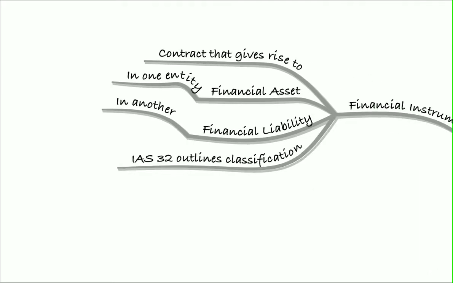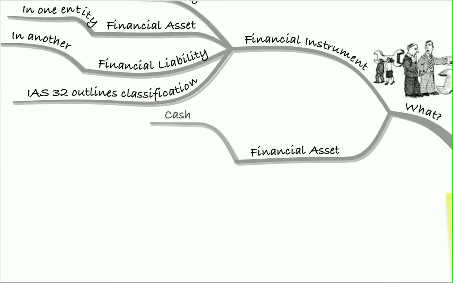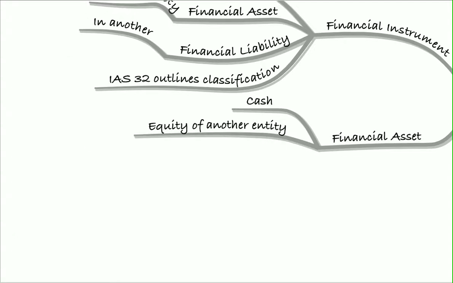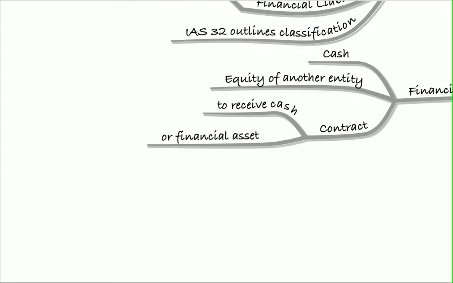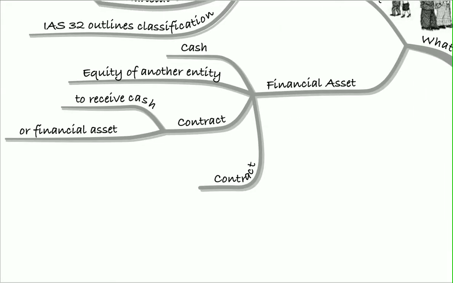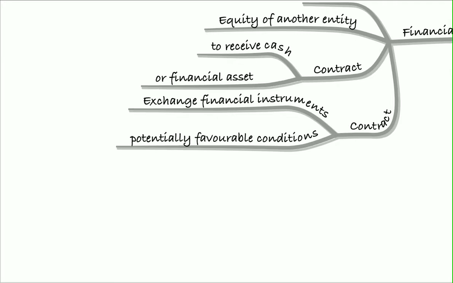IAS 32 outlines some of the classifications, and a financial asset is defined as cash, equity of another entity, or a contract to receive cash, or a financial asset. So all of those are fairly straightforward. Cash is cash, equity of another entity is the shares of another entity, and that will be a financial asset, or a contract to receive cash or a financial asset. For example, a receivable. Also, we have a contract to exchange financial instruments under potentially favourable conditions.